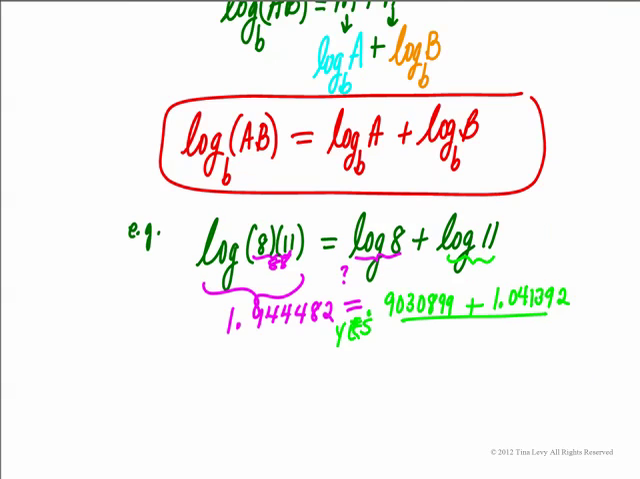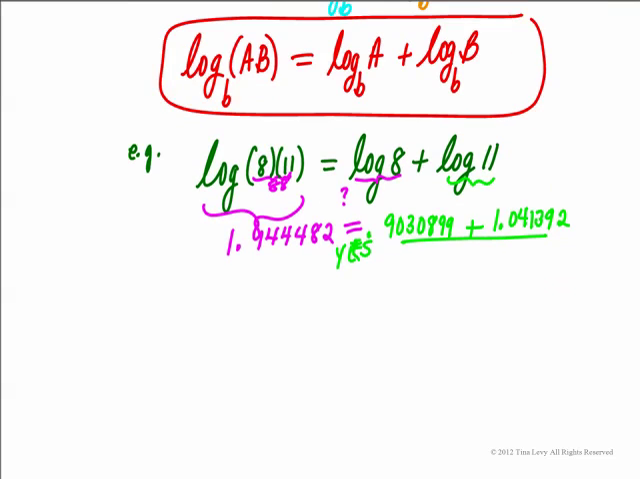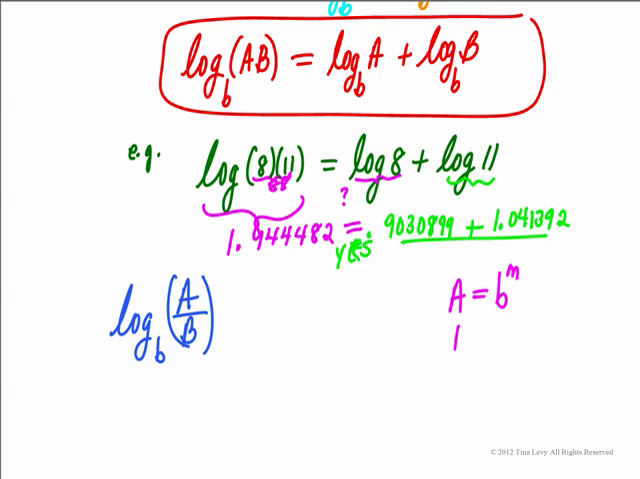Now that we understand that a logarithm is an exponent, we're going to look at another situation. What if I wanted the log base b of A divided by B? I want the quotient of two numbers. Well, we look back again and we found that A was b to the m. Capital B, that number, was b to the n.